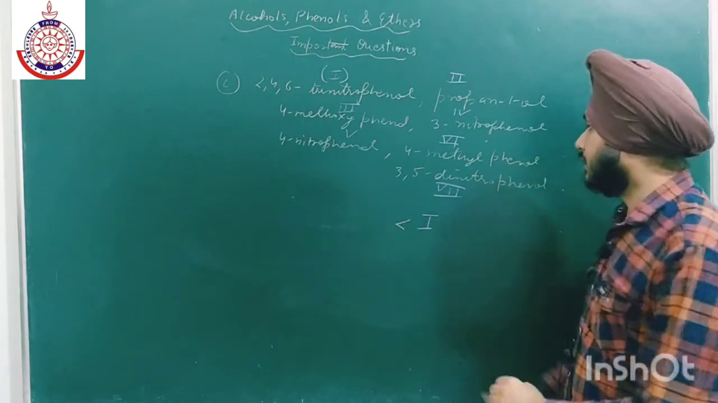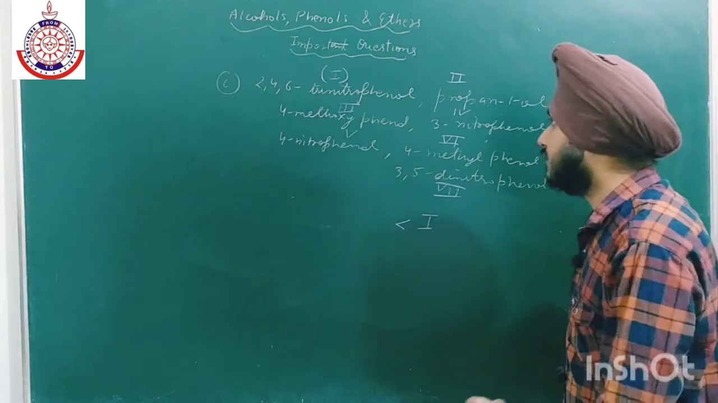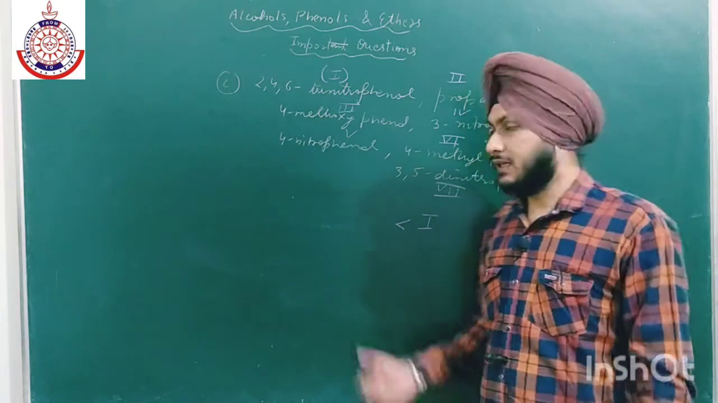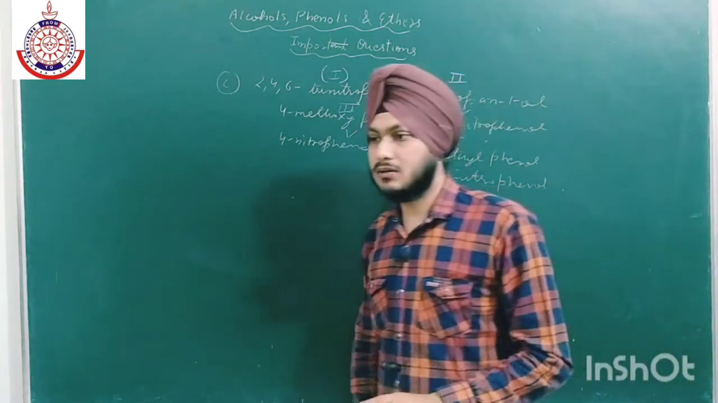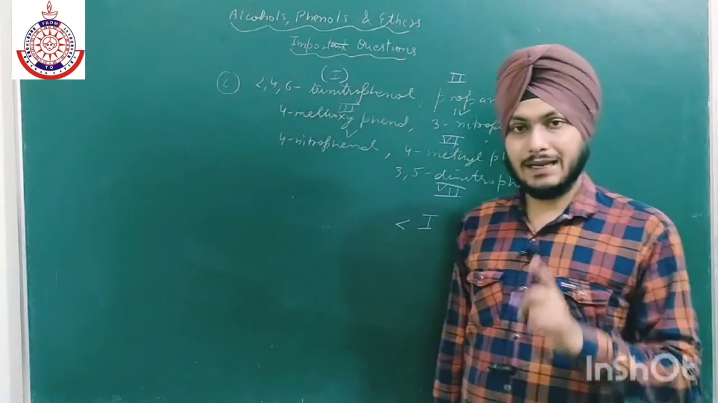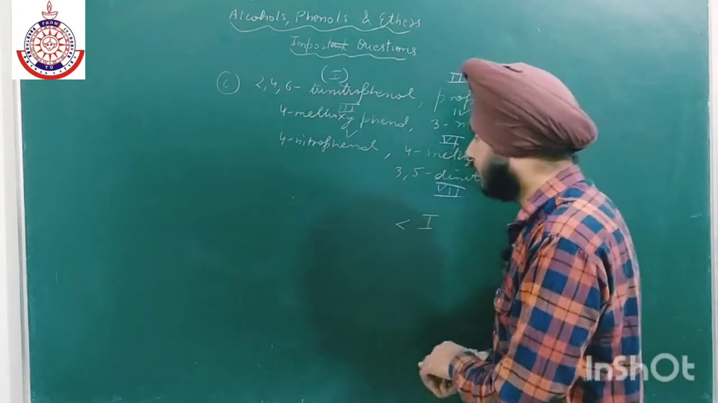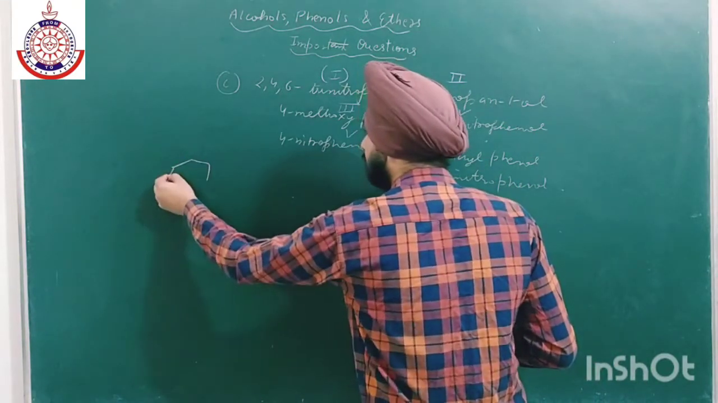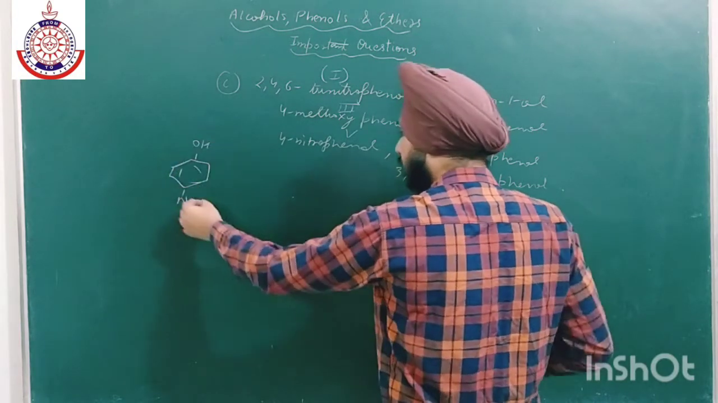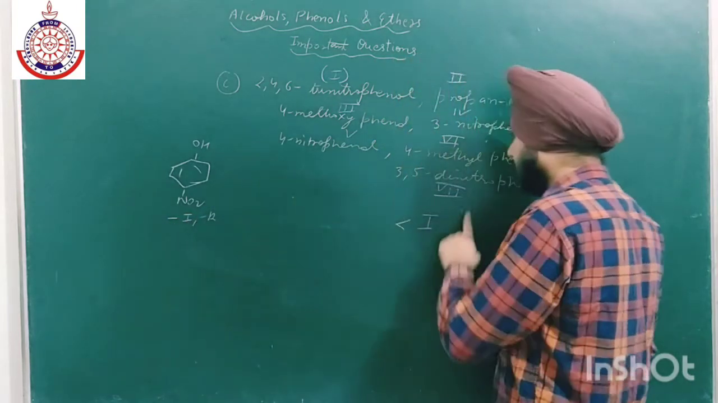Then after that there are 2 minus R groups present, at the third and fifth positions. One more thing: these 2 groups are present at meta position, and we all know that at meta position there is no resonating effect. Keep in mind that at meta there is only inductive effect. But here, if we do 4-nitrophenol, the nitro group is on para.